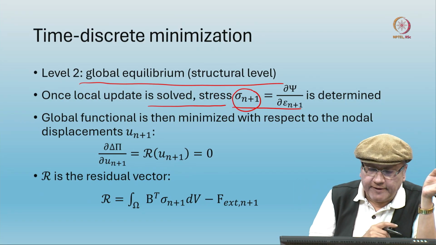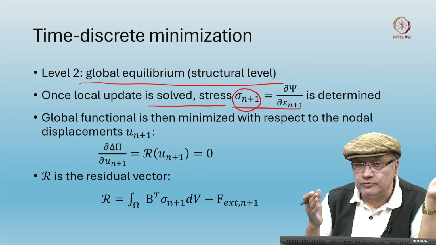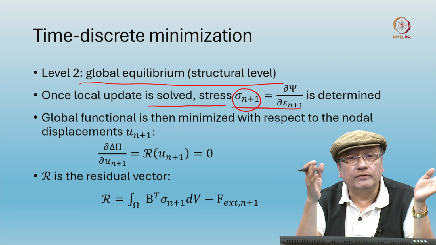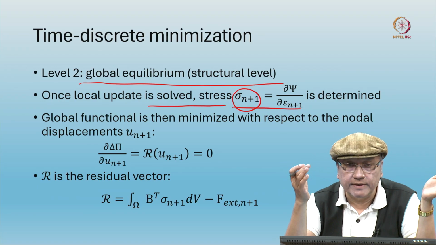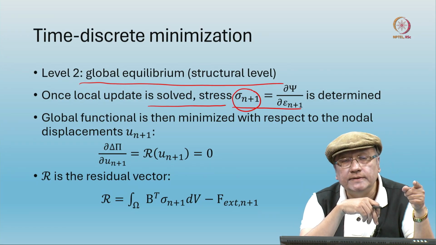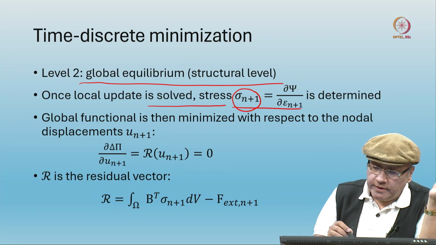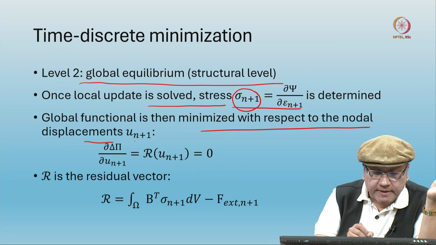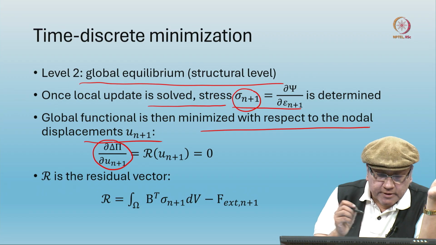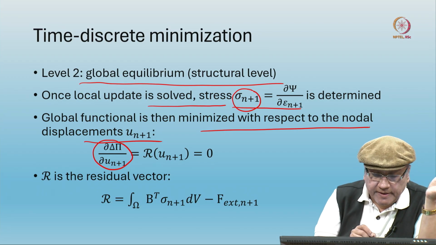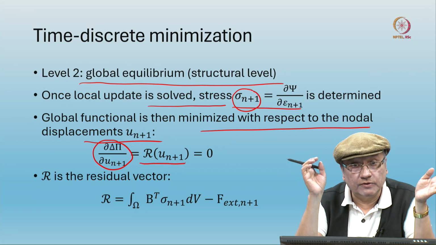Now, what is the global functional? The global functional is nothing but the integral of that j that we have already talked of, minus the external work that we have already seen in the context of nonlinear elasticity through these two quantities, the body force B and the traction boundary condition. The global functional is then minimized with respect to the nodal displacements u n plus 1. If you call this global functional delta pi, then this minimization will give you this residual R, which has to be set to 0. R is the residual vector.